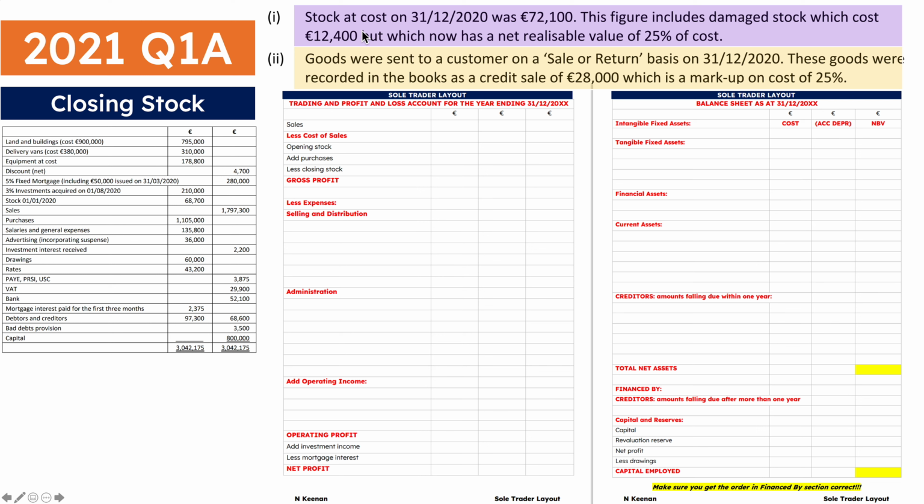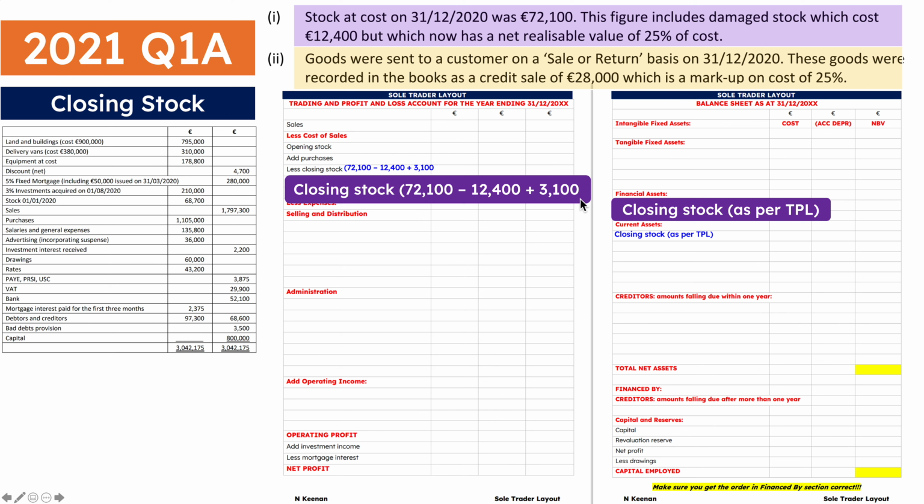Okay, so we'll take the first one first. Stock at cost 31st of 12th was 72,100. This includes damaged stock, which cost 12,400, but which now has a net realisable value of 3,100. So that's how that will look there in the trading account, and then we'll just put the closing stock as per the TPL in the current assets.